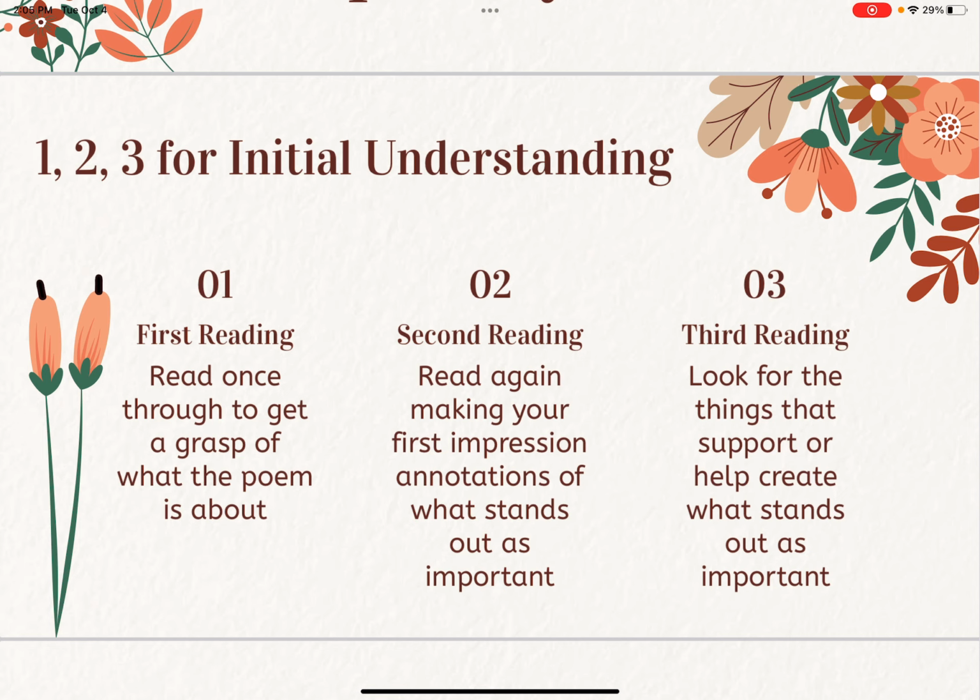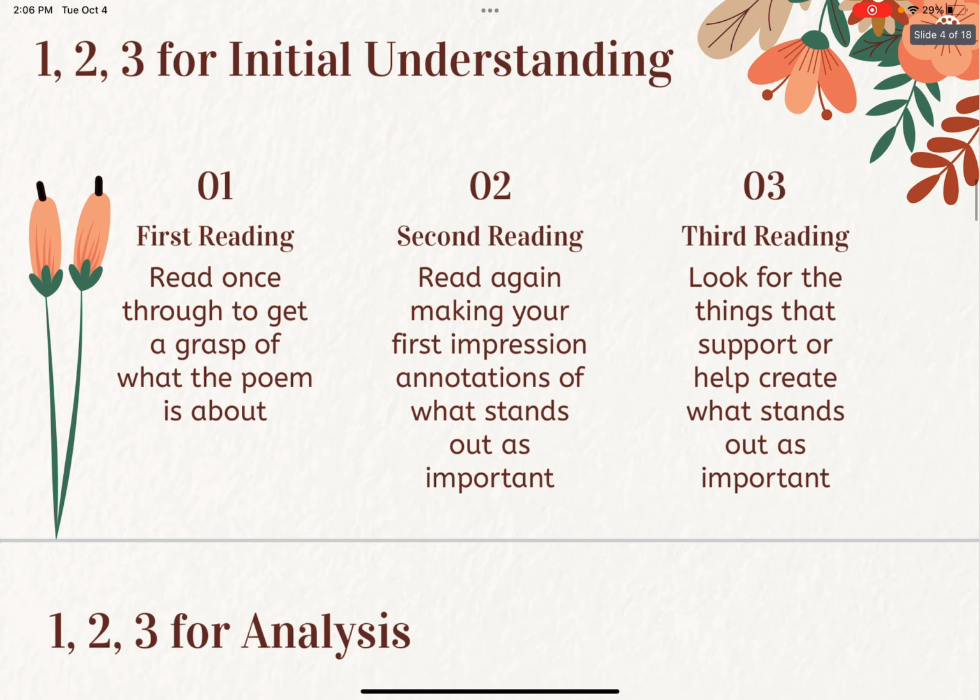On the second reading is where I start to annotate and see what stands out to me about the poem. This is where I can start to identify the shift or figurative language or the structure or things like that. And then in your third infinity reading, this is where we start to break down what we're finding and what stands out as important, what the poet uses to create meaning. This is where we really get into our analysis. I say third infinity because you might have to do this more than 3 times.